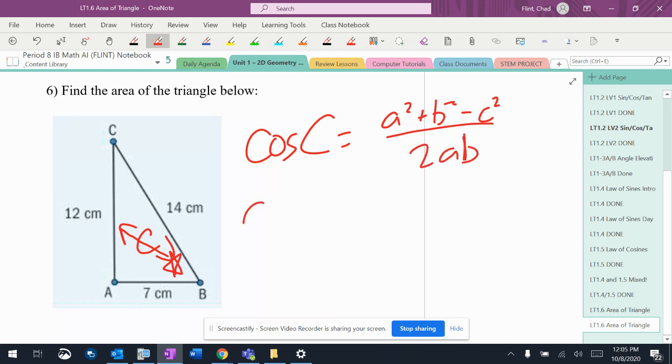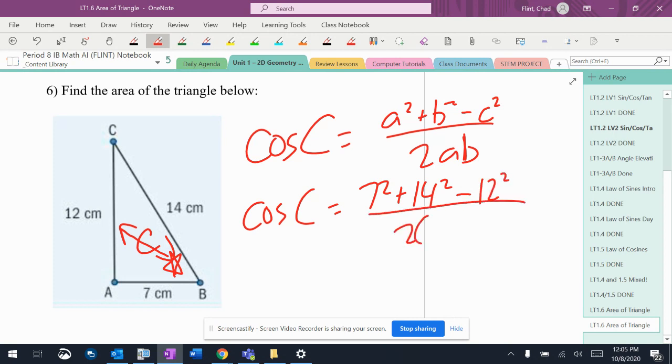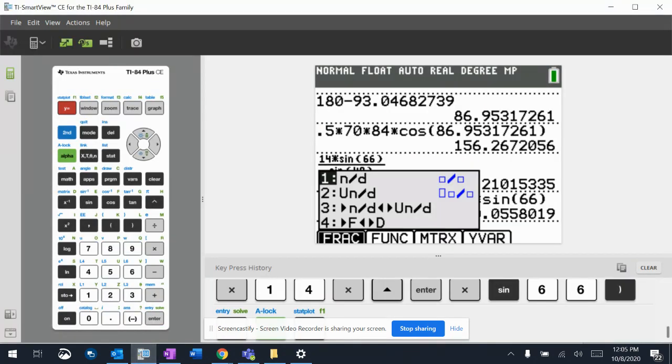All right, so I plug everything in. Cosine of C equals, remember the c is across from the angle I'm trying to figure out, so that c is going to be 12, the little lowercase c. So it's going to be 7 squared plus 14 squared minus 12 squared over 2 times 7 times 14. So then cosine of C is going to be the decimal that I get from that.